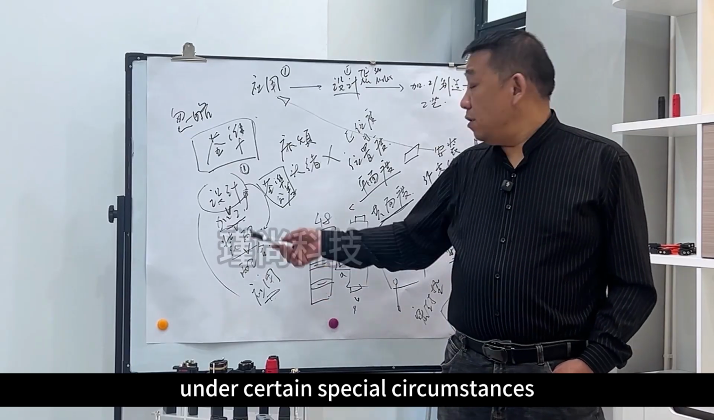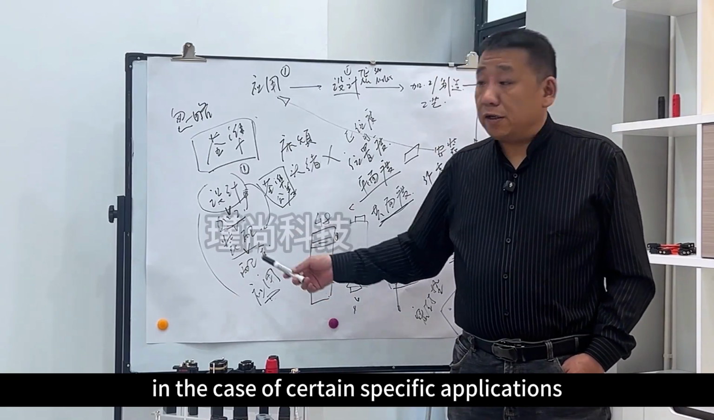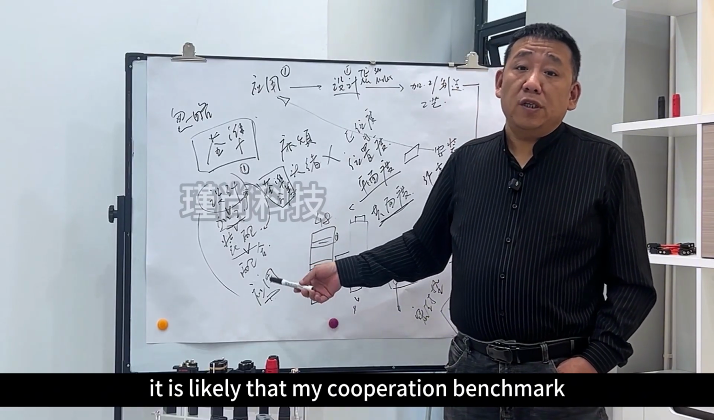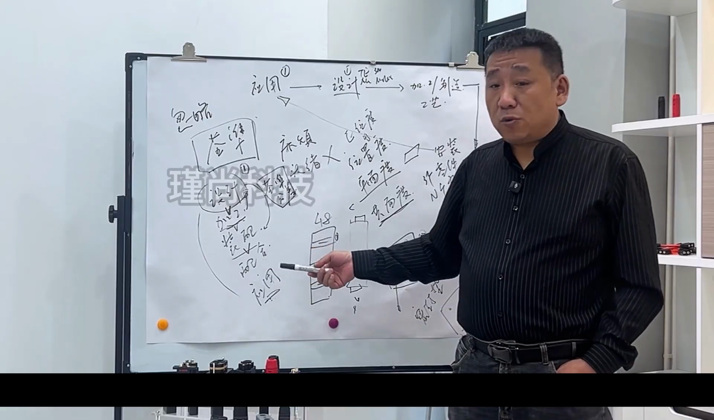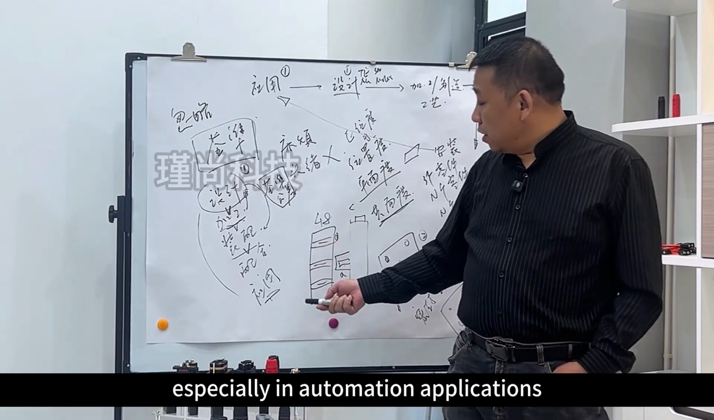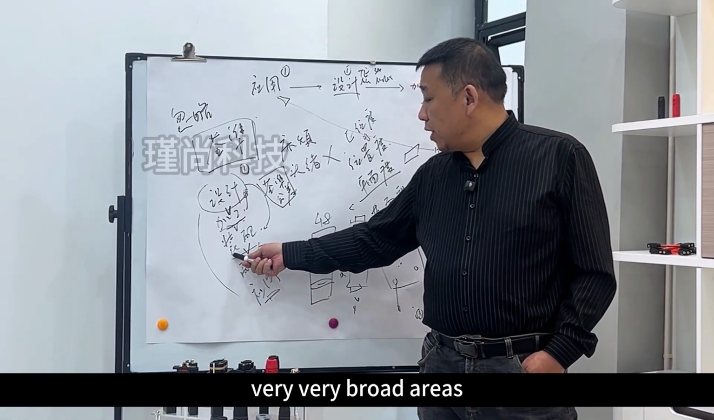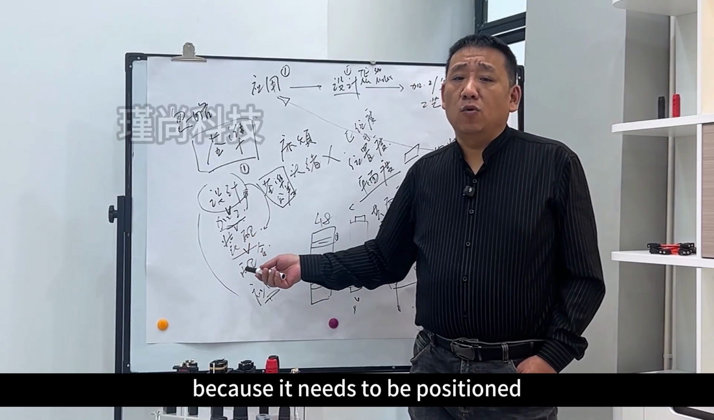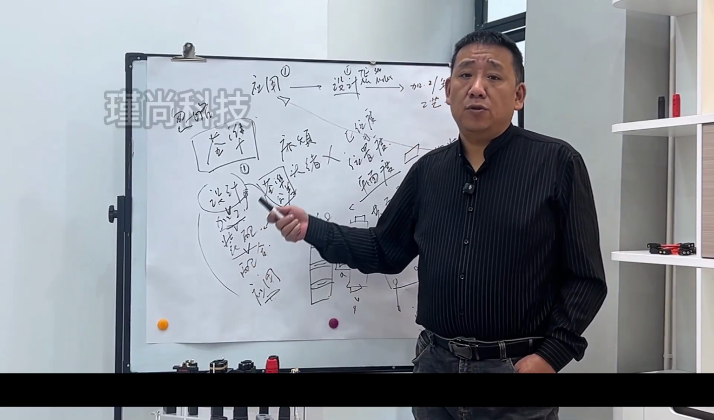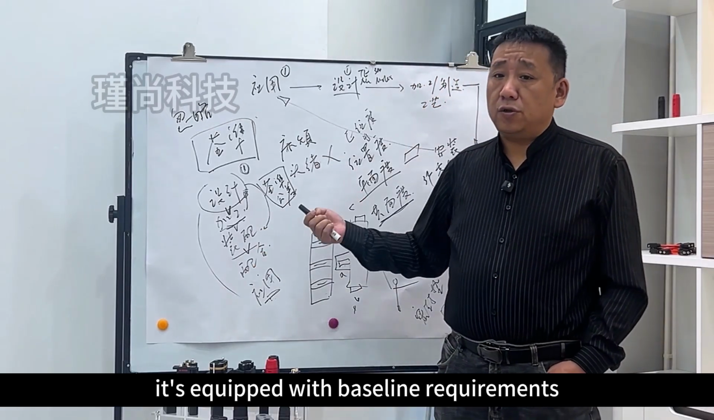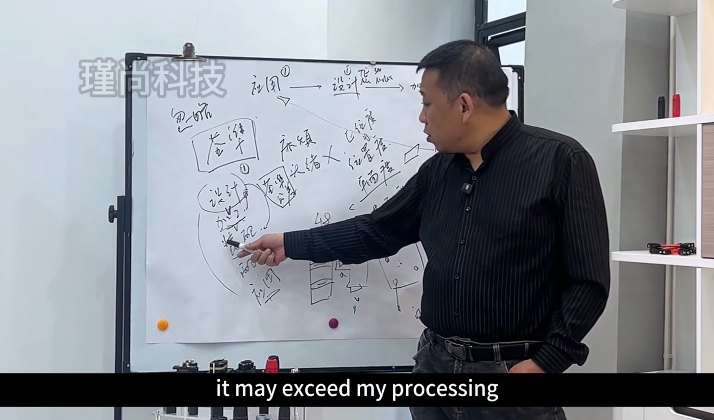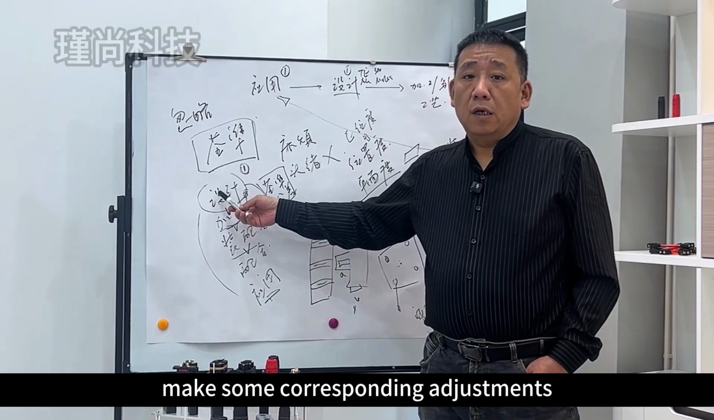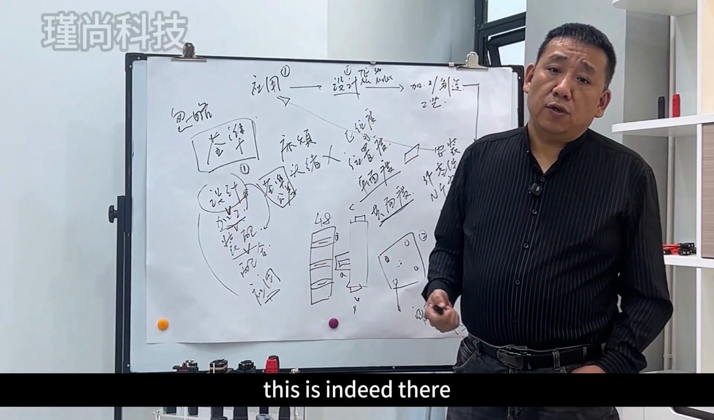Under certain special circumstances, in certain specific applications, it is likely that my cooperation benchmark or equipment benchmark, especially in automation applications, a very broad area, matters. During assembly, because parts need to be positioned visually, there are baseline requirements that may exceed my processing. Maybe I need to make some corresponding adjustments to my design. This is indeed the case.